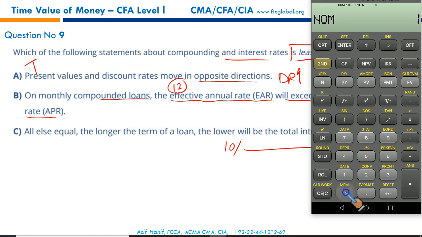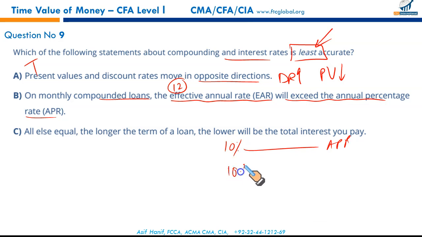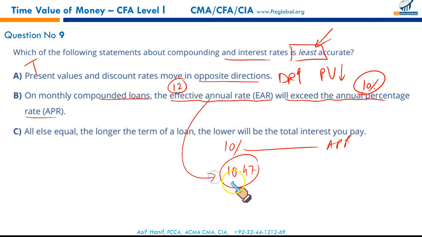10% nominal rate, enter up. Frequency of compounding 12, enter up, and you will see 10.47%. So you can see here that when the frequency of compounding is 12, the effective rate would be higher. On monthly compounding loans, the effective annual rate will exceed the annual percentage rate. Annual percentage rate was 10%, whereas monthly compounding gave you an annual effective rate of 10.47.